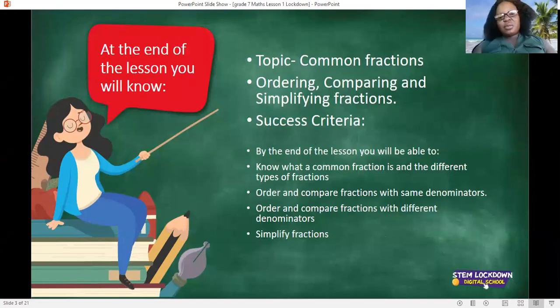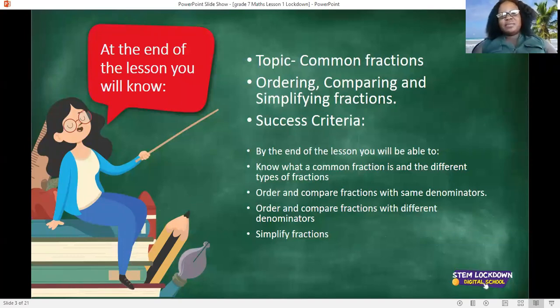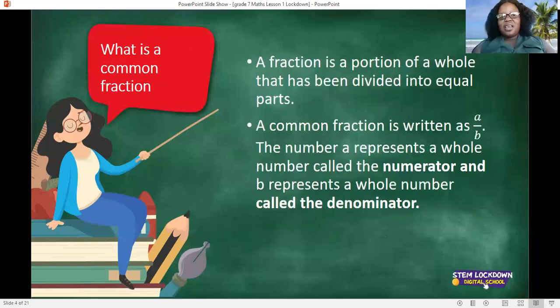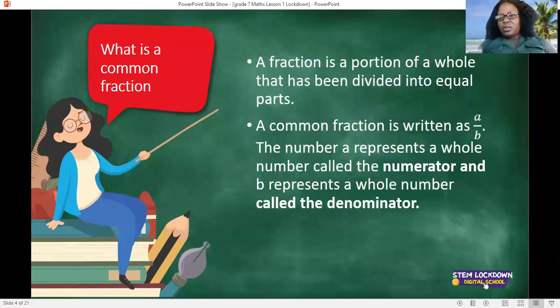And then you should also be able to compare and order fractions with the same denominators. We have been doing that since grade 4. And then you should also be able to compare fractions with different denominators. And the last thing that you're going to do today will be simplifying fractions. All right, and then what is a common fraction?